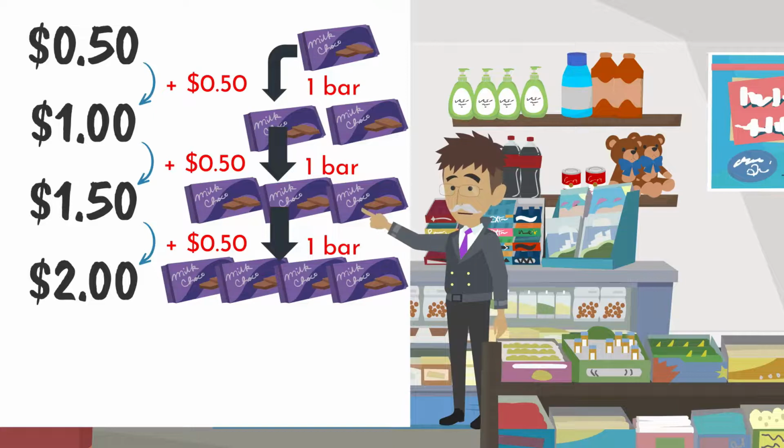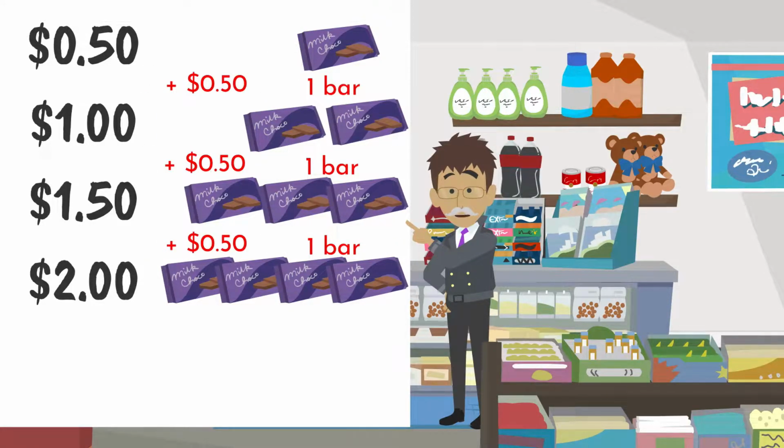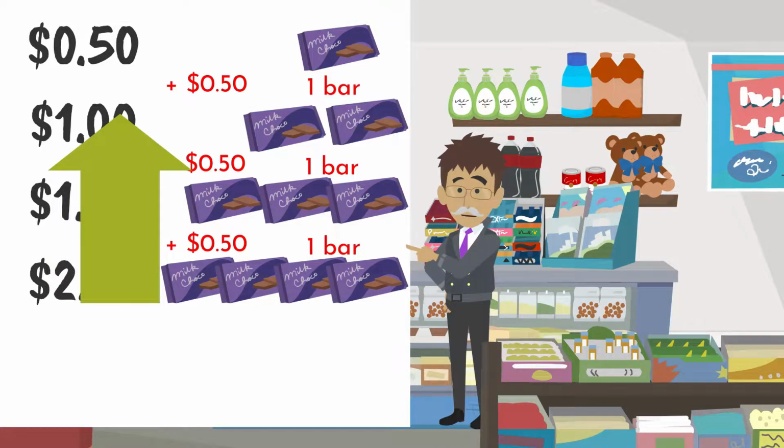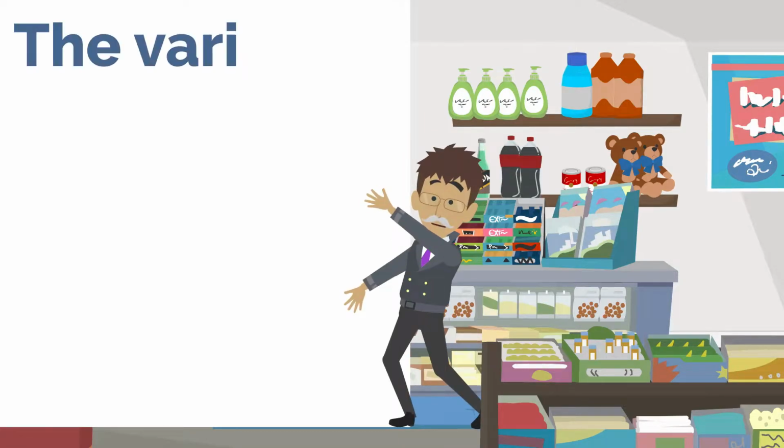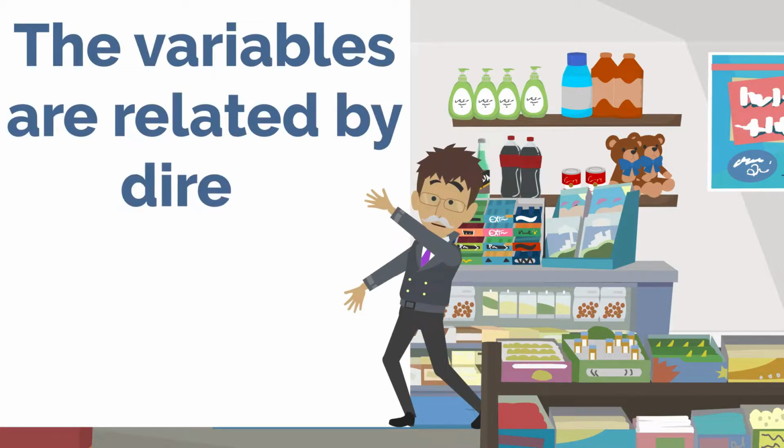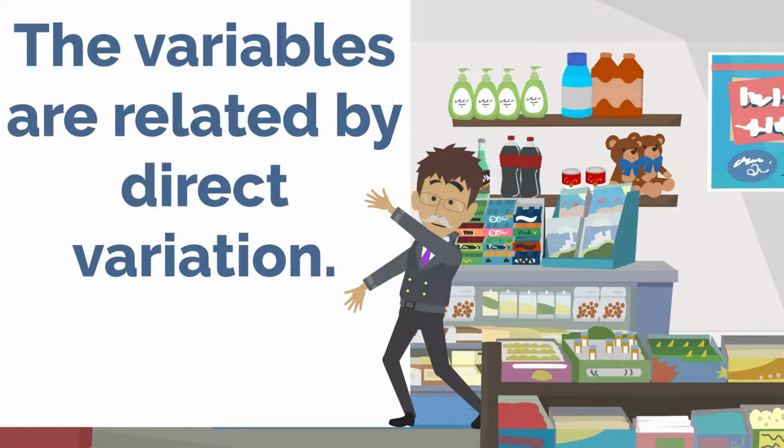In this case, each time we increase the number of candy bars by 1, we increase the cost by 50 cents. Decreasing the number of candy bars by 1 decreases the cost by 50 cents. Because of this consistent relationship, the variables number of candy bars and cost are said to vary directly.